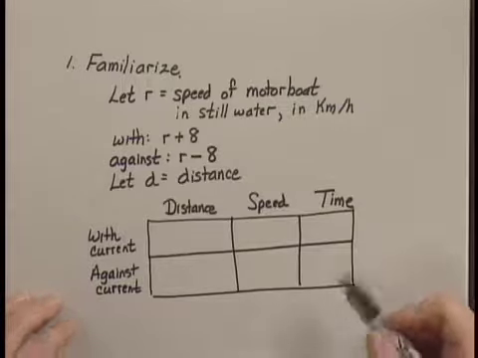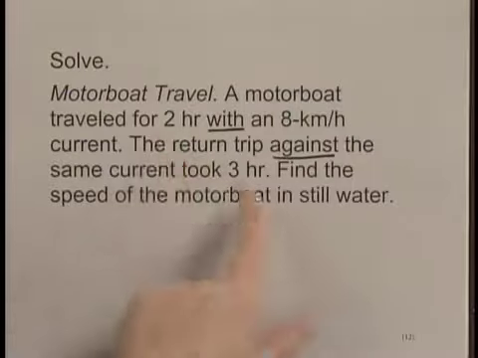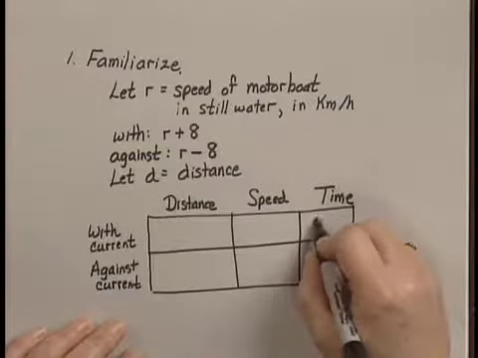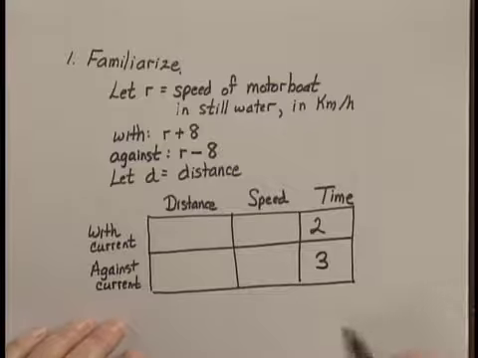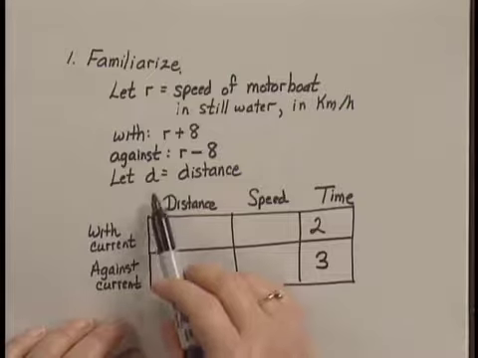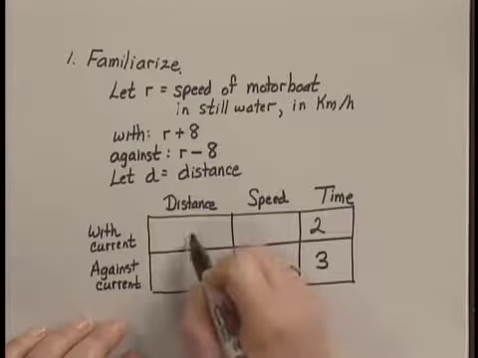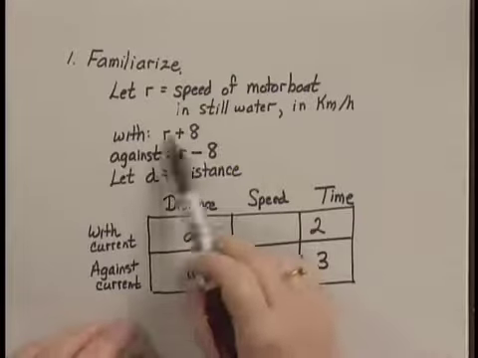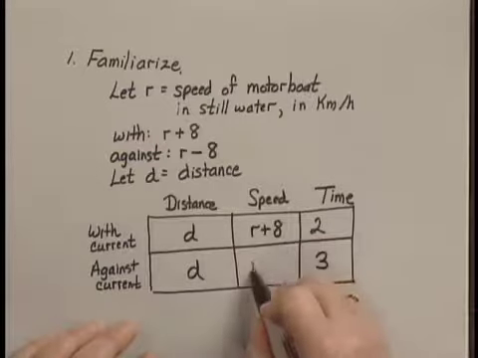Well, we're given the times. If we look back at the problem, we see that the motorboat traveled 2 hours with the current, 3 hours against the current. So let's fill that in. When we were familiarizing ourselves with the situation, we let D be the distance, and a key thing to note is that the distance is the same in both situations. So we'll let both of these be D. And then we saw that the speed with the current was R plus 8, and the speed against the current was R minus 8.